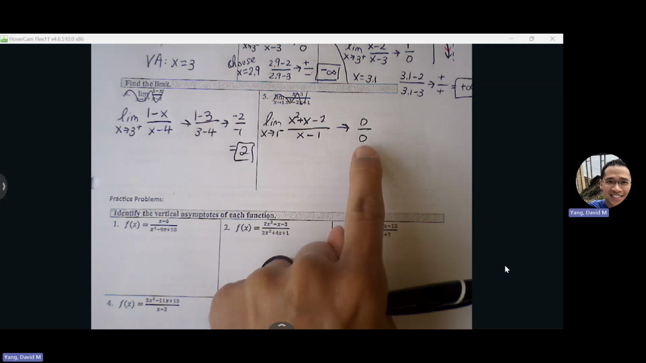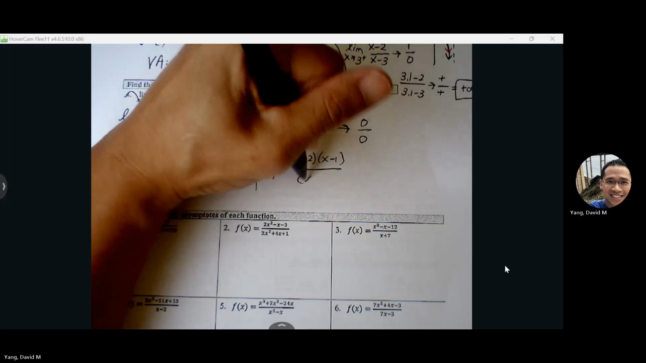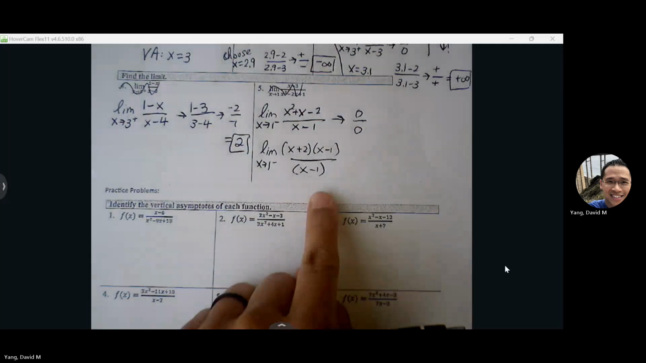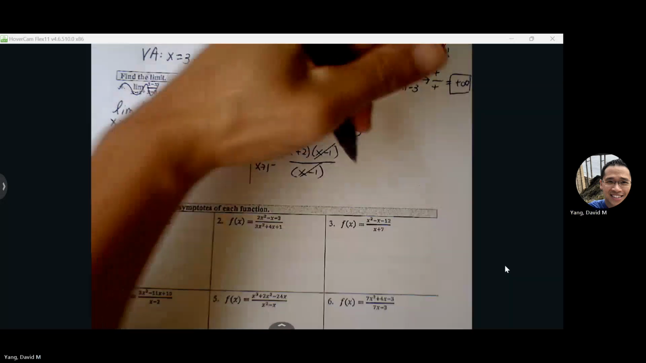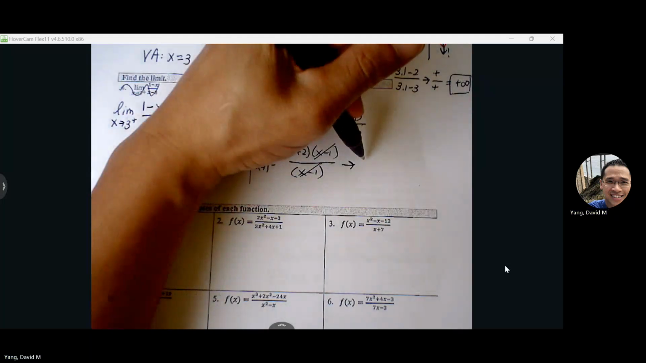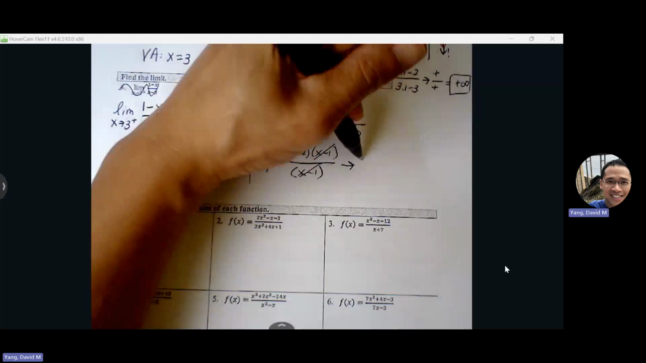0 over 0. What does that tell you? There's a hole. Does the limit exist? Yes. We have to go through factoring and reduce. What happens? Yep, x minus 1 cancels out. Reevaluate, what do we get? Yep, 3.